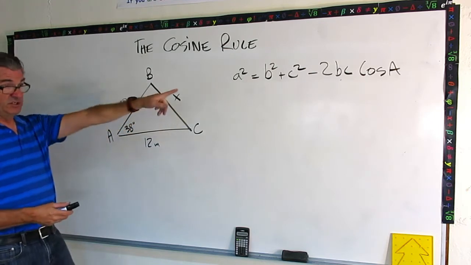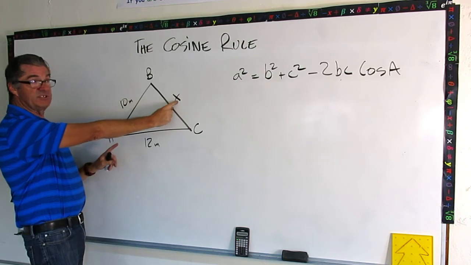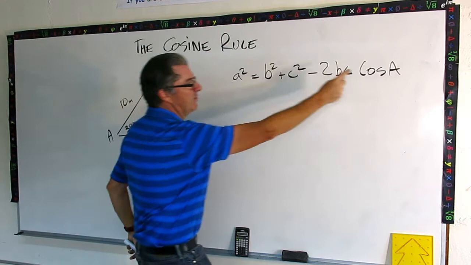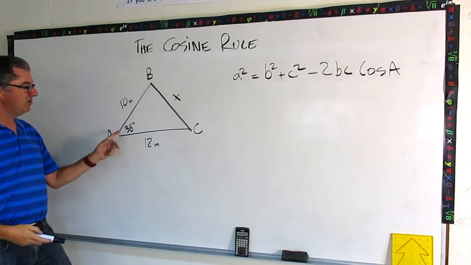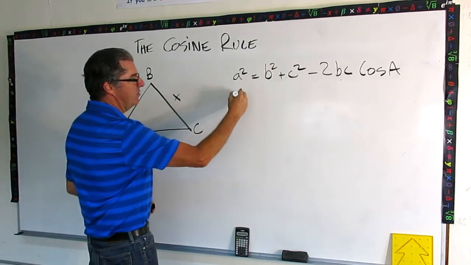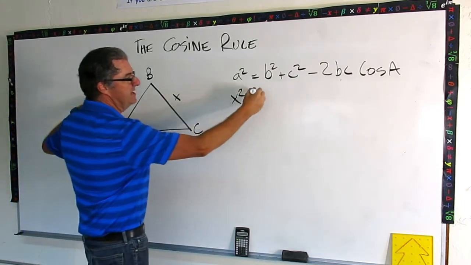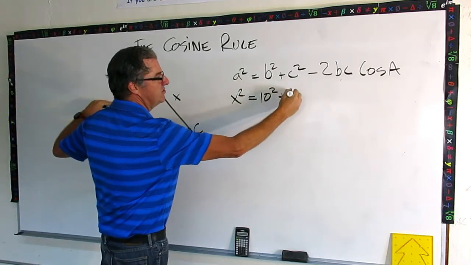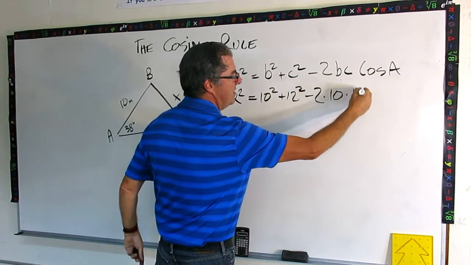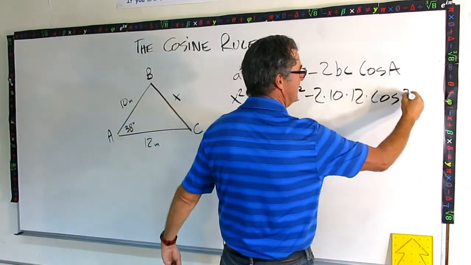So to use this rule to find x, I notice that x is what I don't know and my angle is what I do know. So that's going to be in my position for a. The one angle is going to determine what that a is. So I'm going to have x squared equals the other two sides. So that's going to be 10 squared plus 12 squared minus 2 times 10 times 12 times the cosine, now we're all the way to the end of the formula, of 38.